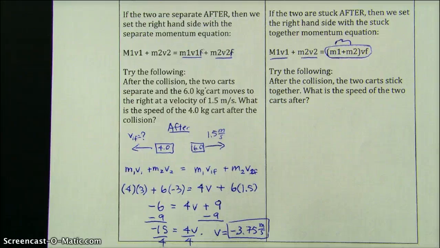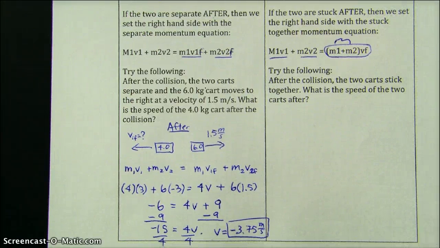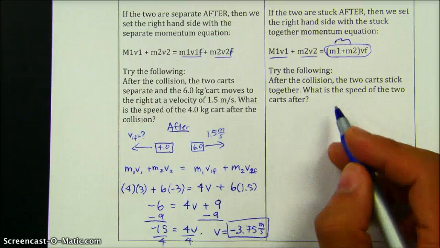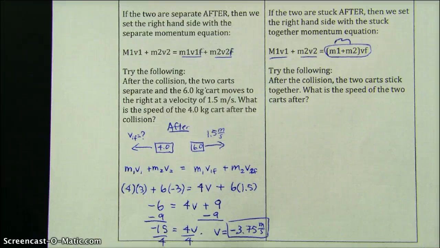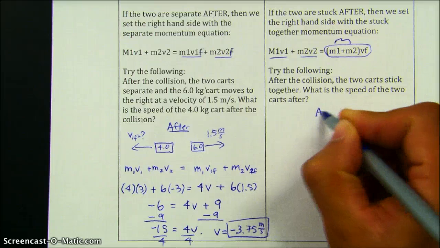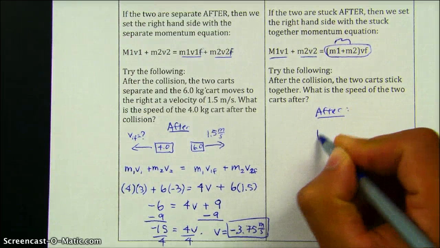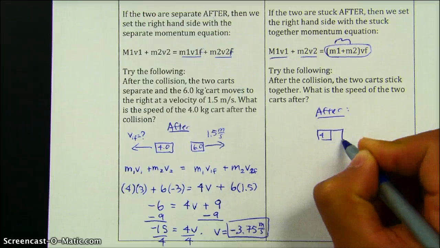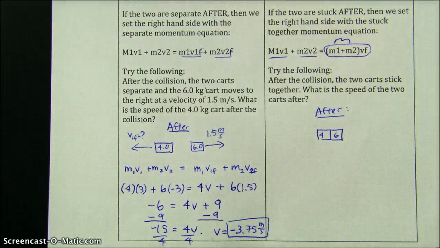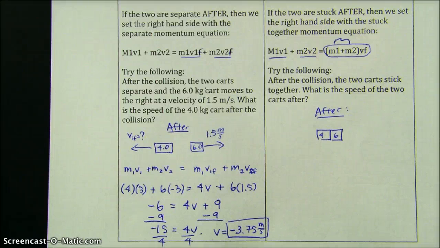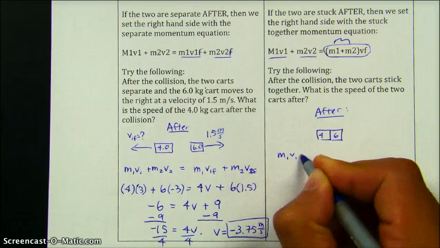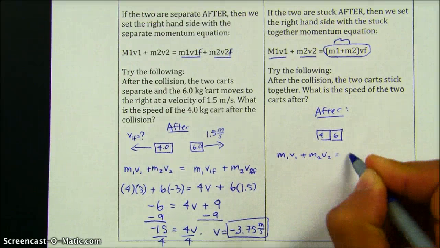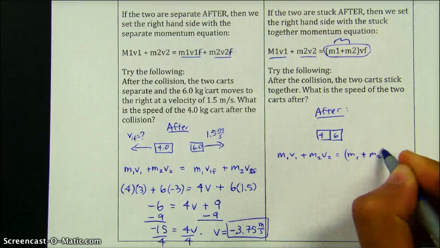If they're stuck together, we need the equation that's given to us. So let's write everything down, and it says after the collision, the two carts stick together. What is the speed of the two carts? Well, we actually have all the givens that we need, so let's plug everything together. But afterwards, the picture is going to look like this. The 4 kilogram cart and the 6 kilogram cart are going to be stuck together, and they're going to move off in a certain direction. We don't know what direction it is yet. So let's write down the equation. m1v1 plus m2v2 equals m1 plus m2 times v final.